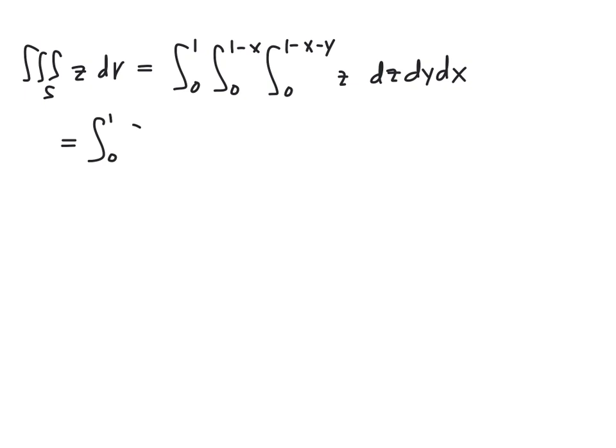As always, we will start with the innermost integral, and we have to integrate z with respect to z. So we have 1/2 z squared evaluated from 0 to 1 minus x minus y. Although we don't have to, I'm going to go ahead and pull that 1/2 out front.